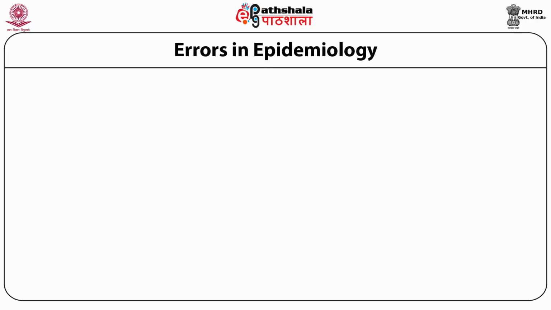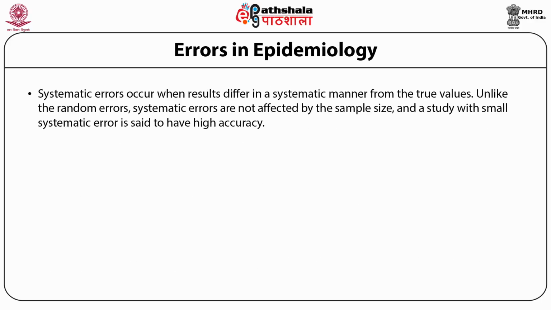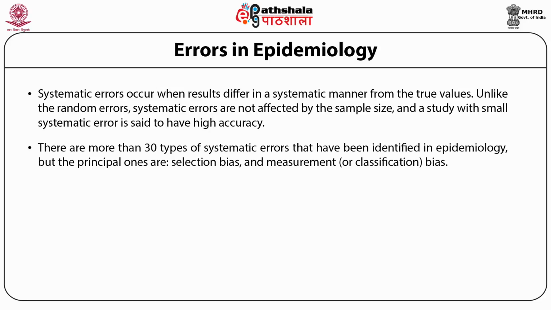The next is the systematic errors, which occur when results differ in a systematic manner from the true values. Unlike the random errors, systematic errors are not affected by sample size, and a study with a small systematic error is said to have high accuracy. There are more than 30 types of systematic errors that have been identified in epidemiology, but the principal ones are selection bias and measurement or classification bias.